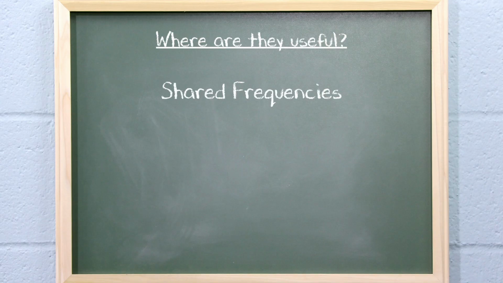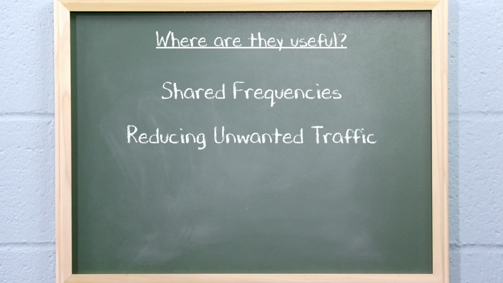RAN codes are especially useful in a few common situations. First, shared frequencies. In business and commercial radio systems, multiple users often operate on the same license frequency. RAN codes allow each group to communicate without hearing everyone else.